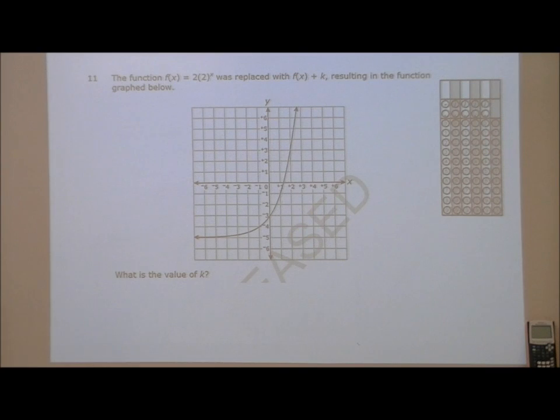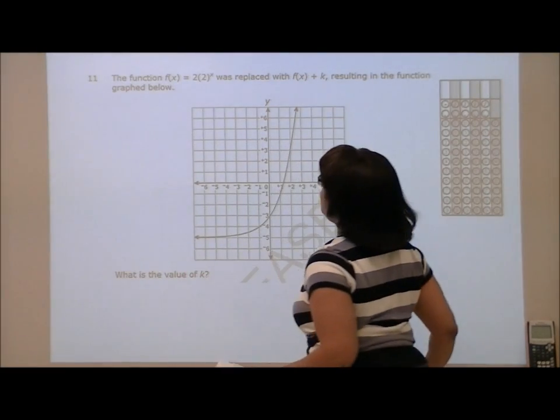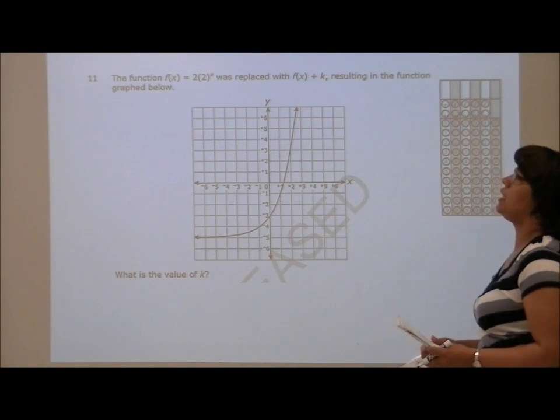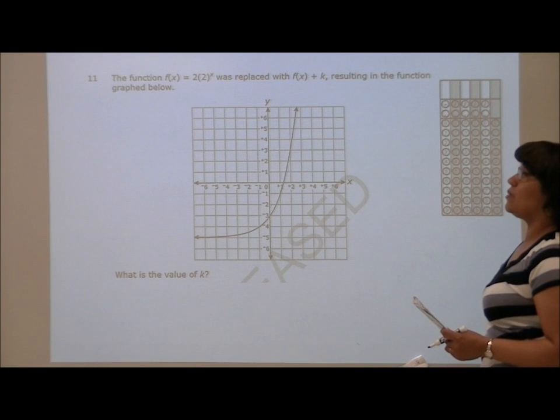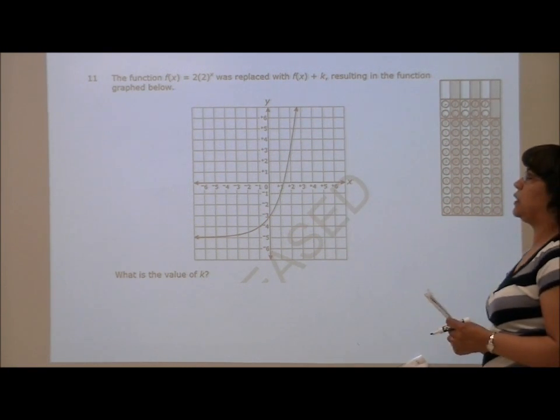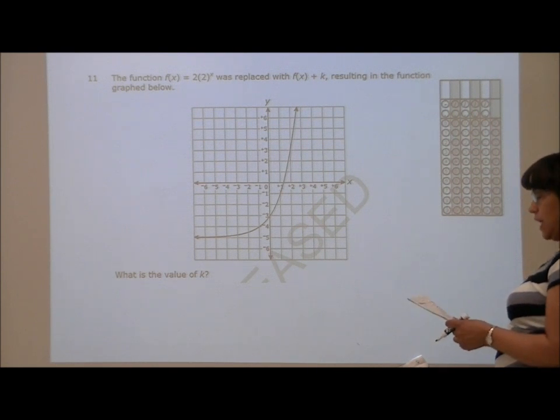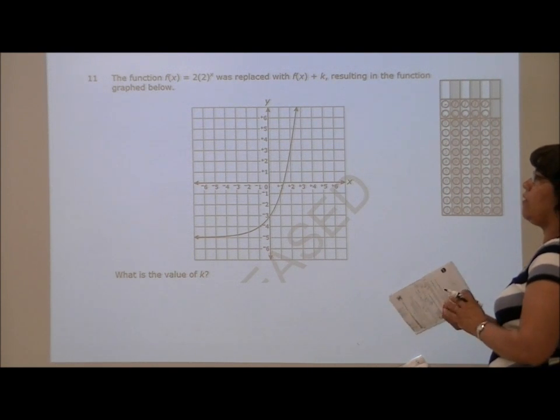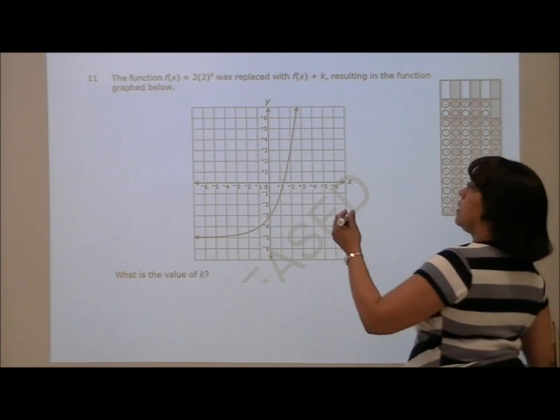For number 11, we have the function f of x is equal to 2 times 2 to the x was replaced with f of x plus k, resulting in the function that you see in the graph below. What is the value of k? So you have to understand how graphs shift in order to understand this.